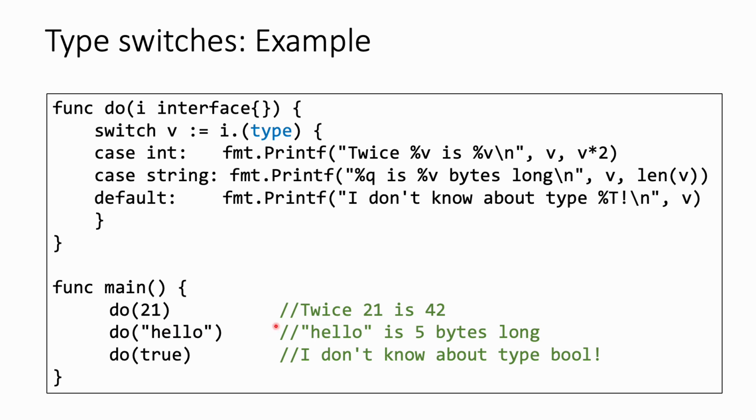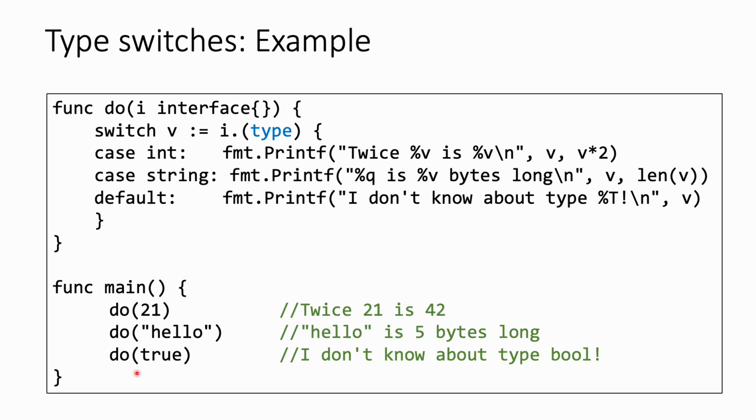In the main function, we call function do three times with three different arguments. The first call is with an int value, which is 21. So the int case is matched, and it prints out "Twice 21 is 42", because 42 is 2 times 21. The second call is with a string value, "hello". So the string case is matched, and it prints out "hello is 5 bytes long". Here 5 is the length of the string hello.